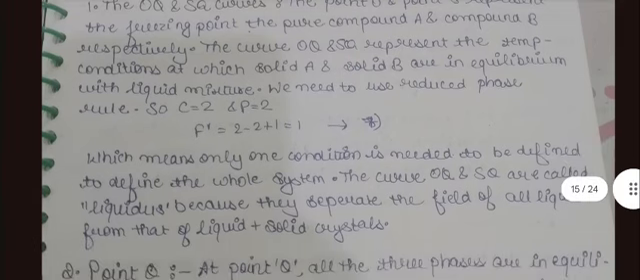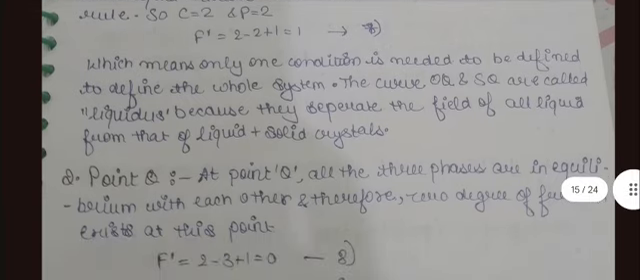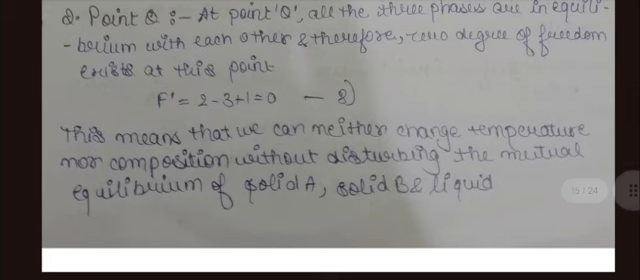So C is equal to 2 and F' is equal to 2 minus P plus 1, which is equal to 1, which means only one condition needs to be defined to define the whole system. The curves OQ and SQ are called liquidus because they separate the field of all liquid from that of liquid plus solid crystal. At point Q, all three phases are in equilibrium with each other, and therefore zero degrees of freedom exist at this point. F' is equal to 2 minus 3 plus 1, which is equal to 0. This means that we can neither change temperature nor composition without disturbing the mutual equilibrium of solid A, solid B and liquid.